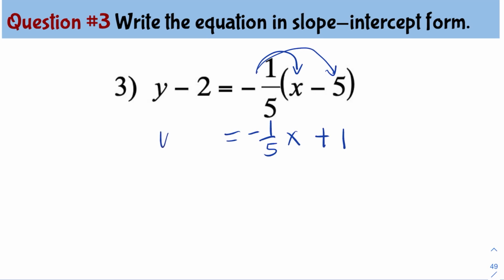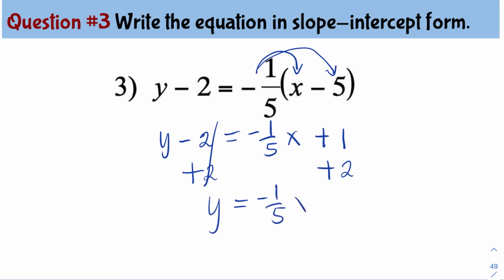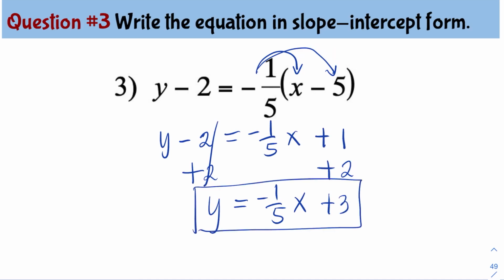So the left side is y minus 2. Now, isolating the variable y on the left side, we need to do the inverse of minus 2, which is adding 2 to both sides of the equation. Negative 2 plus 2 is 0. So the left side now is y. The right side is negative 1/5 x, and then we have plus 3. So this is our slope-intercept form, which means that negative 1/5 is the slope m, and 3 is the y-intercept b.